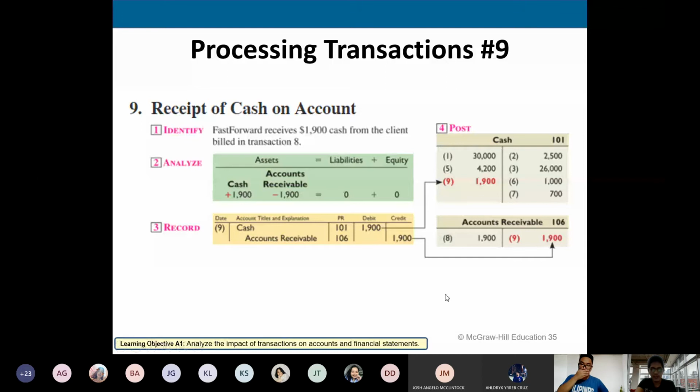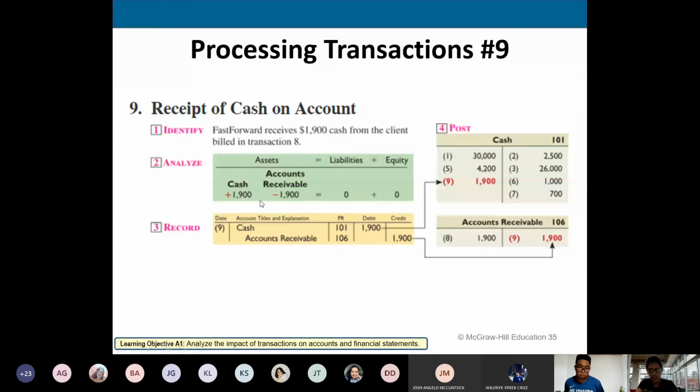Okay? So, another transaction, no? That has no effect on equity, although nag-increase ang asset dito in the form of cash, and nag-decrease naman ang accounts receivable mo for the same amount, no? So another transaction na although nag-increase ang isang asset account mo, walang effect ito sa equity pag ang transaction is receipt of cash or collection of receivables, no? Walang effect yun sa equity natin.